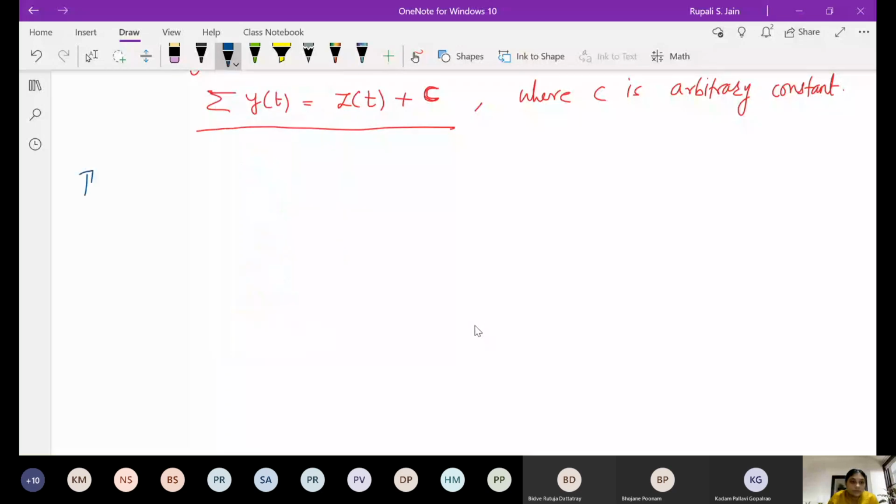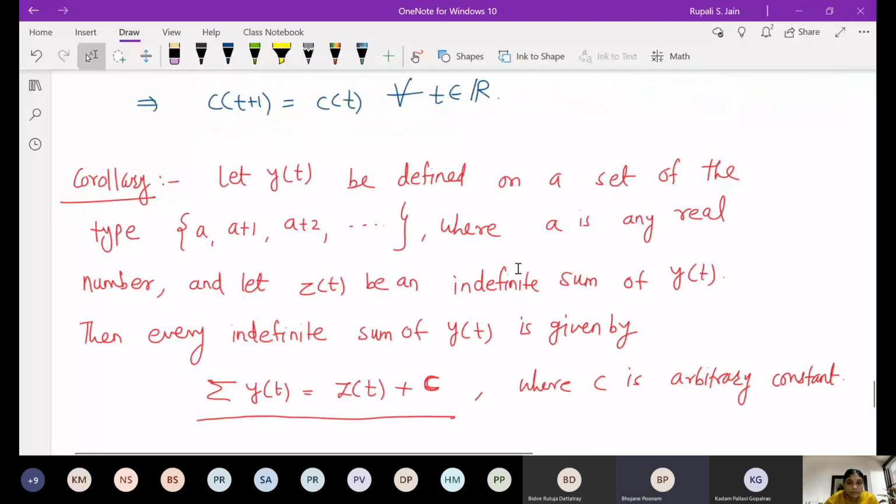Ma'am, the domain will be real numbers, no? No, plus 1, plus 2, plus 3 I am adding, no? Where A is any real number. y t is defined on a set of the type A plus 1, A plus 2, and so on. But we take A as any real number, so then this set will also be real numbers, no?